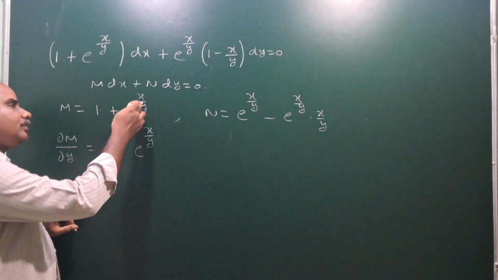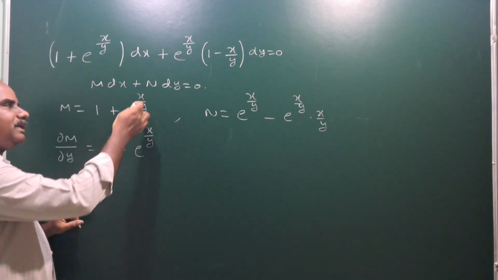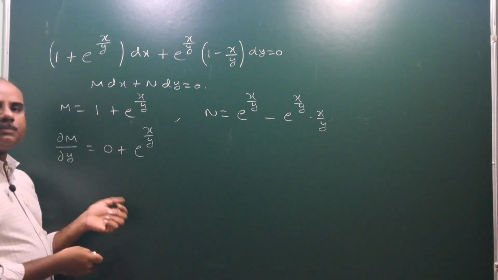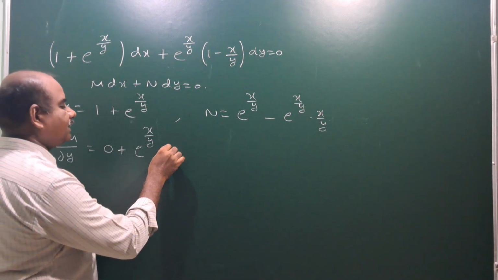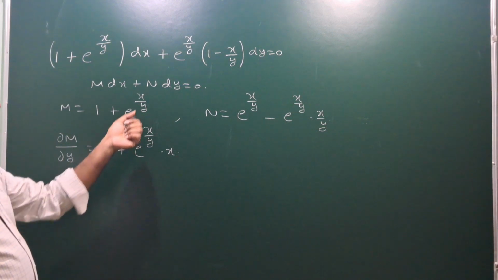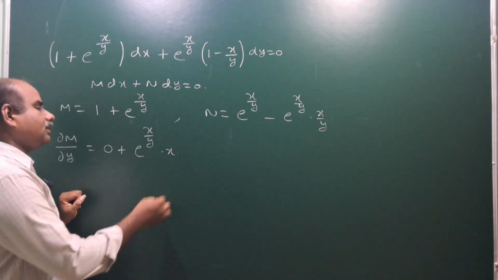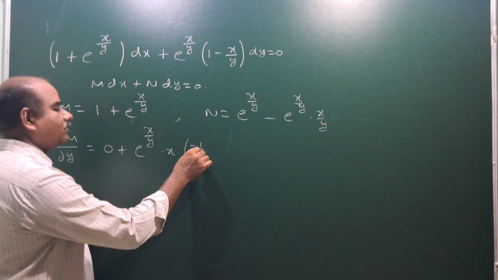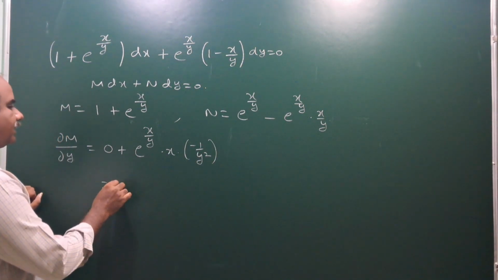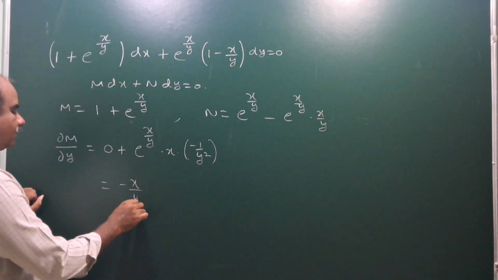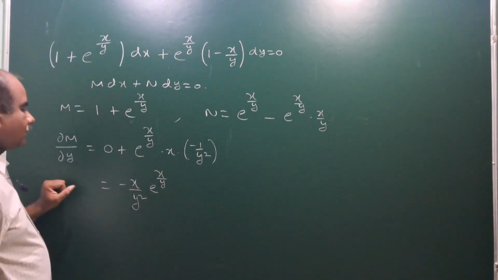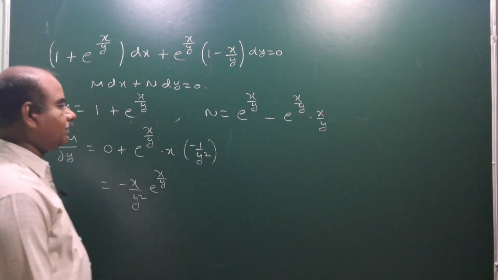The derivative of e^y is e^y only, but the power is not y, it is x/y. We have to differentiate the power x/y again. In x/y, x is constant, so take it outside, and we differentiate 1/y. The derivative of 1/y means -1/y². So finally it is -x/y² into e^(x/y). So this is ∂M/∂y.